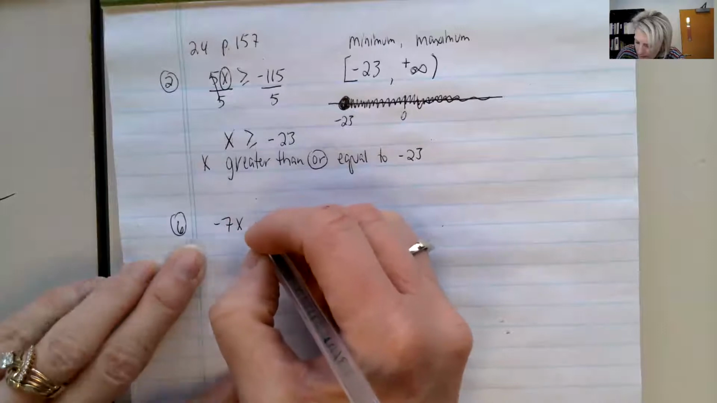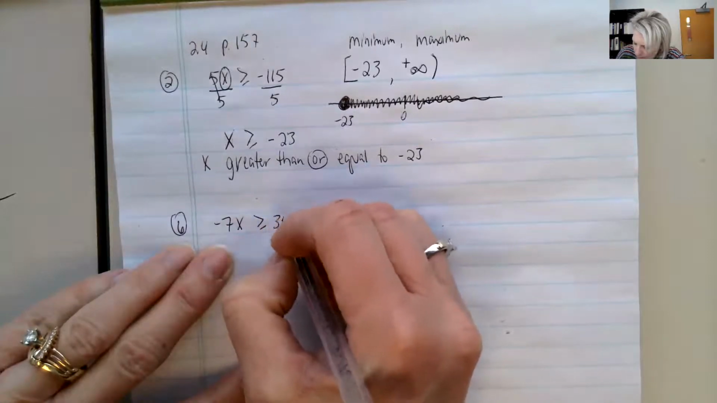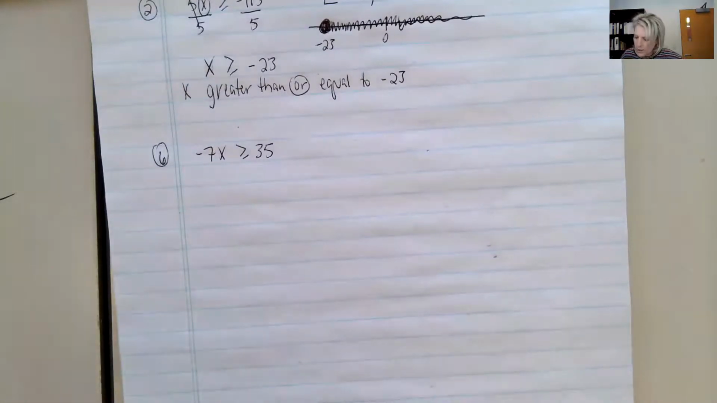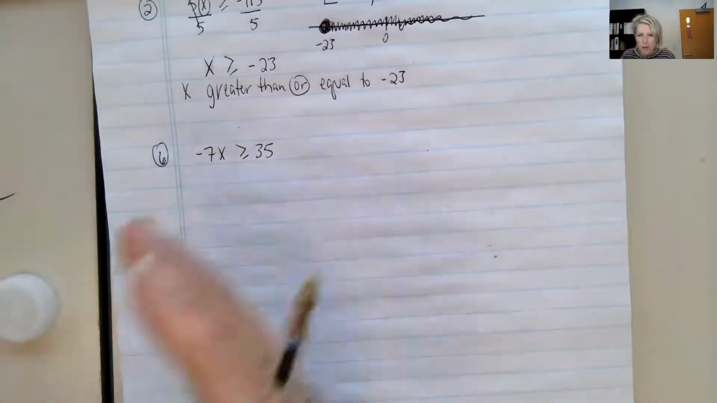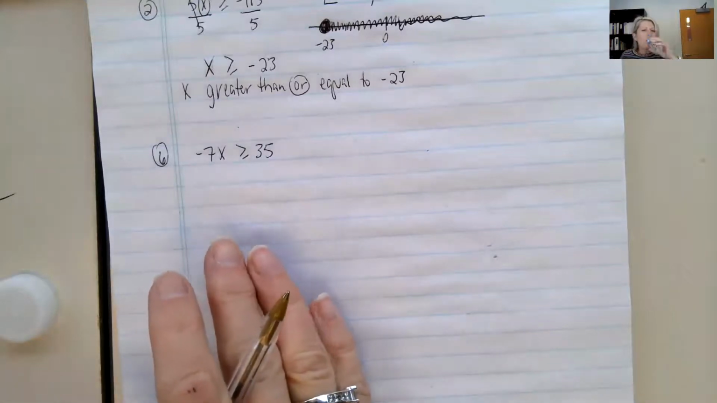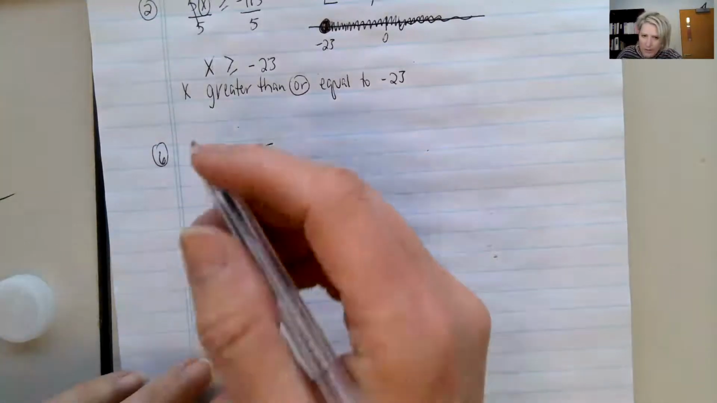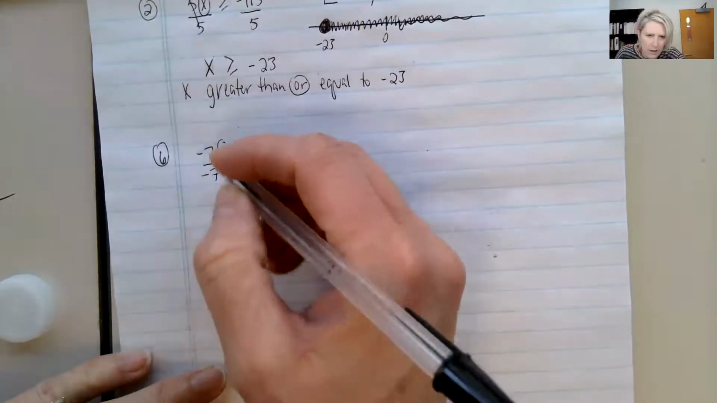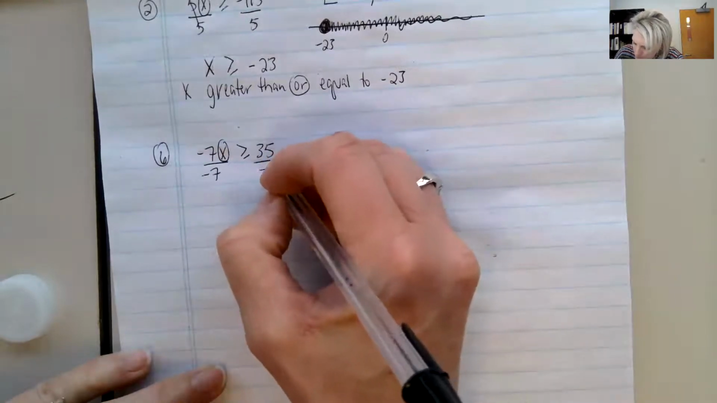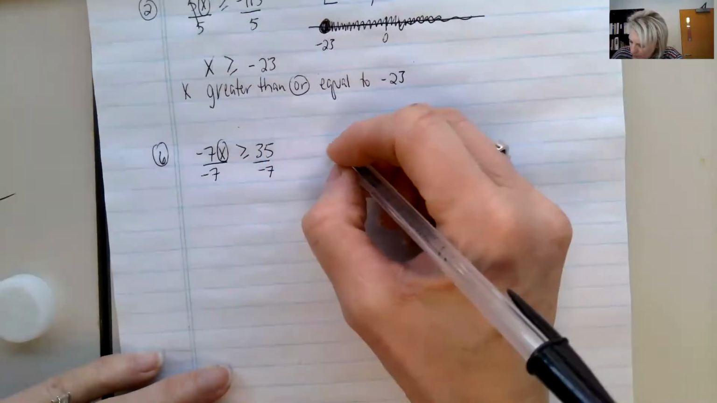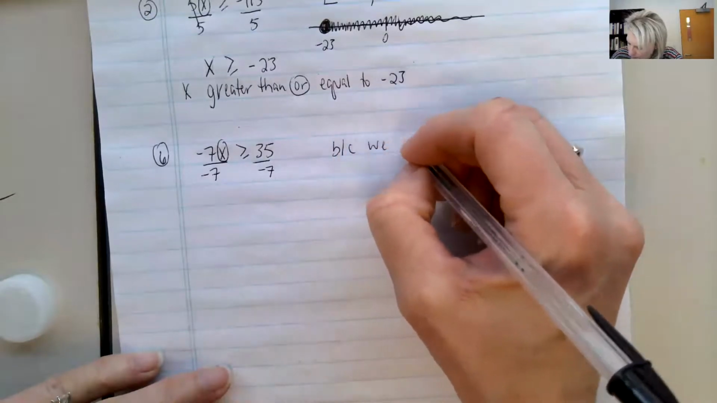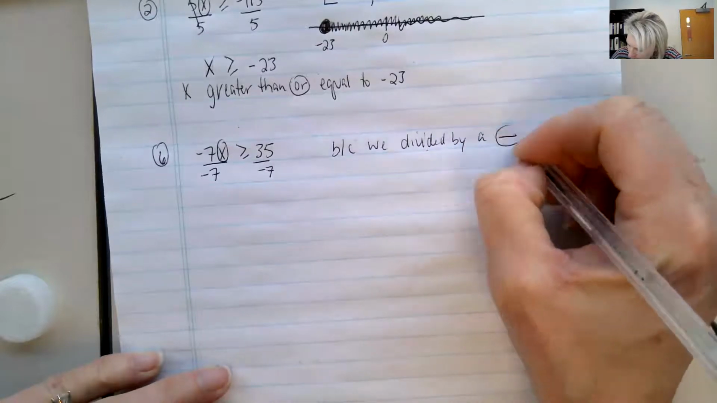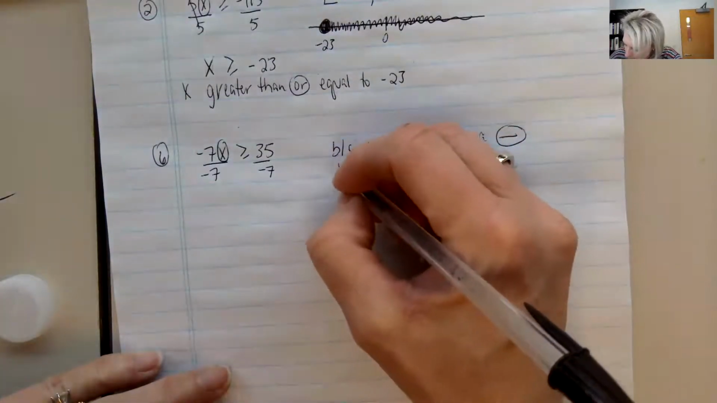Number 6 is negative 7x greater than or equal to 35. Because we have no parentheses, no fractions, all my x's are to the left, all my constants are to the right, I just have to divide by negative 7 to solve for x. But let's write ourselves a note. Because we divided by a negative, we have to flip the sign.